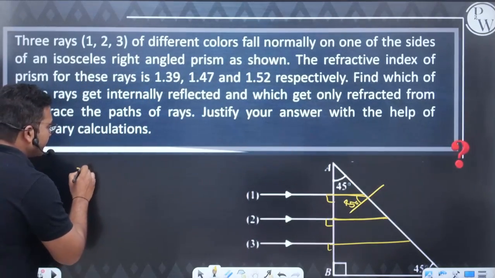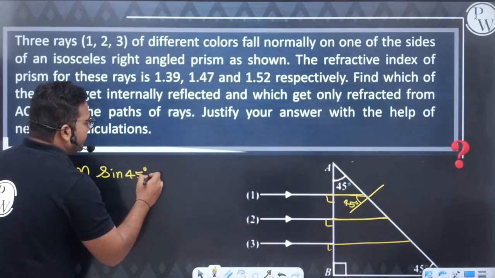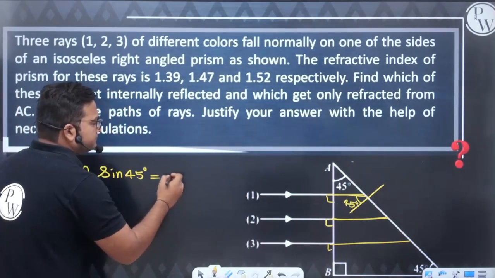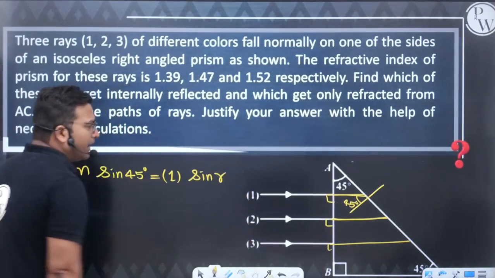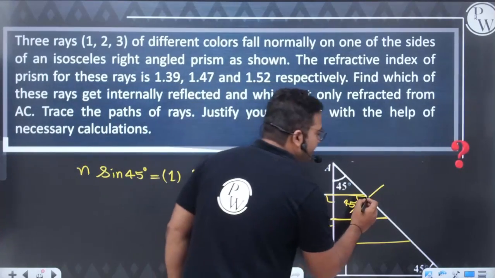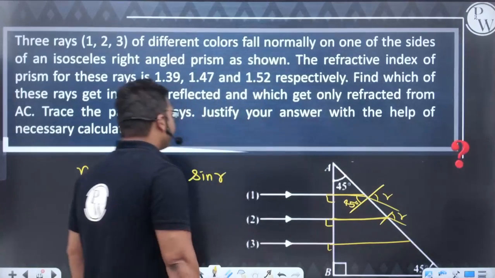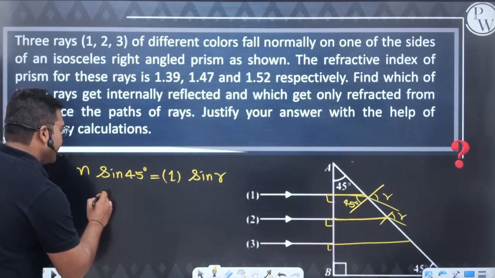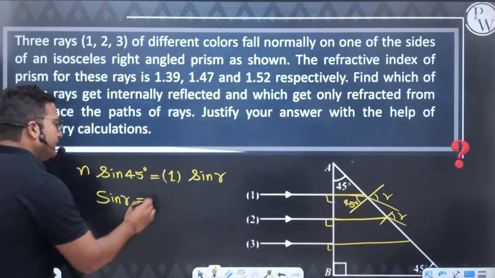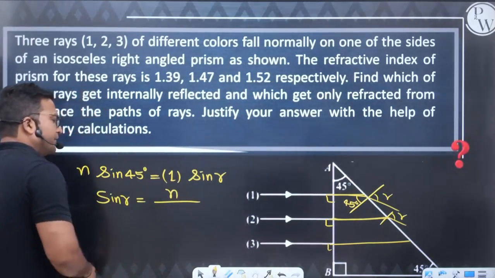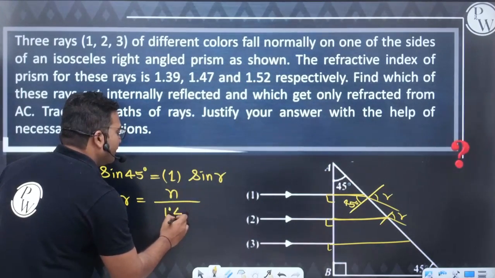So let's write Snell's law: the refractive index, then sine 45, equals the refractive index of air, that is 1, times sine r, where r is the angle of refraction outside, in air. Now let us see what is the value of sine r. So sine r equals n sine 45. N divided by, what is sine 45? Sine 45 is 1 by root 2, and root 2 is 1.414.